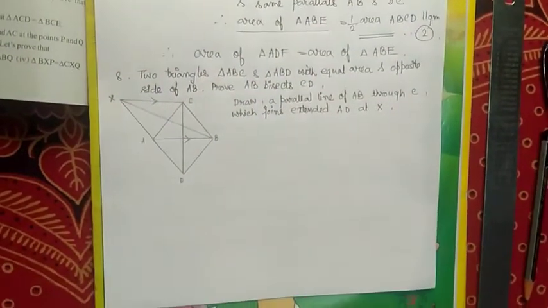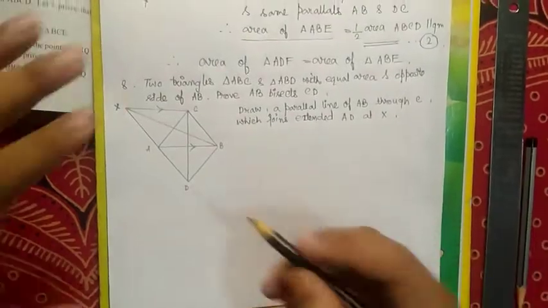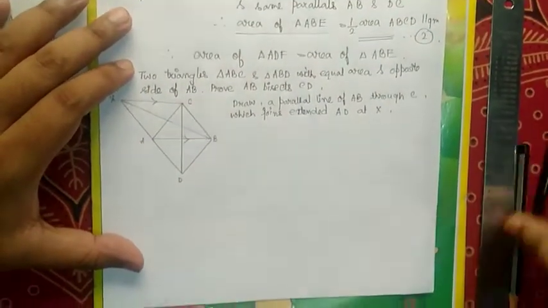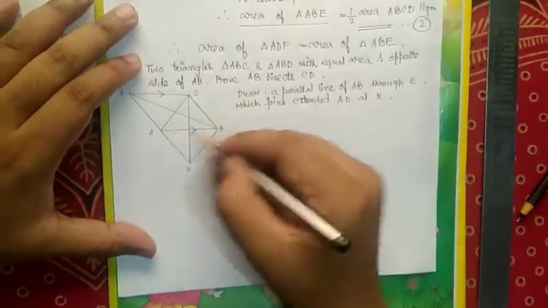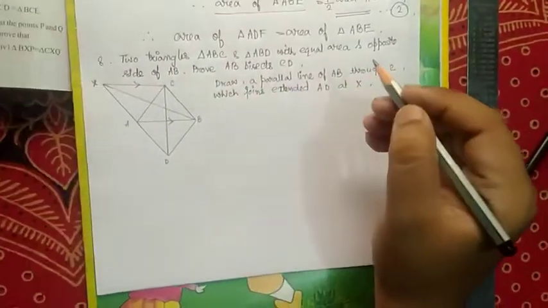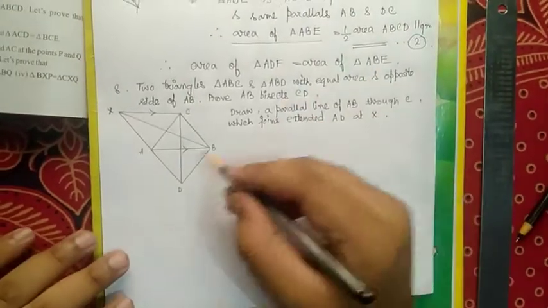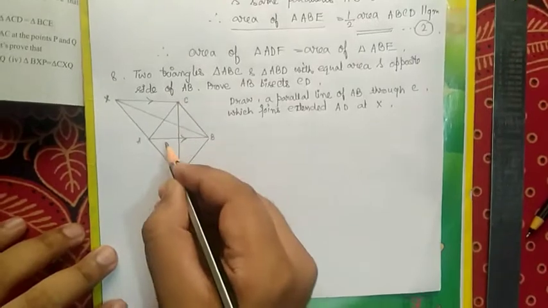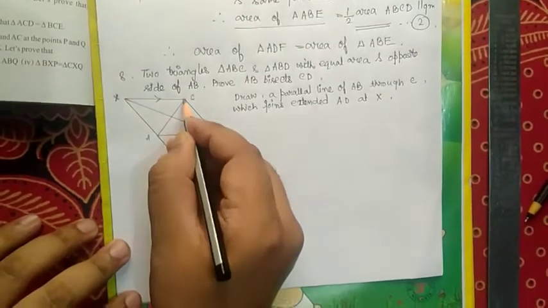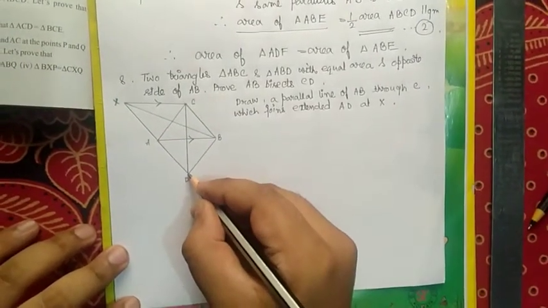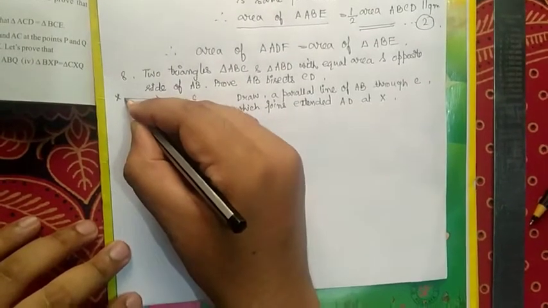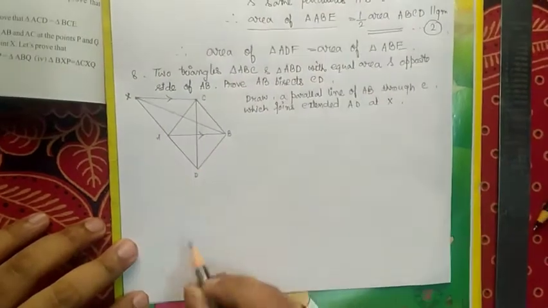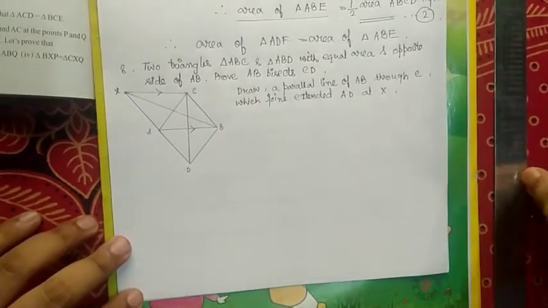This is the alternate diagram. So what we do? First of all, this is triangle ABC and this is triangle ABD. Both are equal in area and they are on opposite sides. We draw from C a parallel to AB, and we extend AD. At this point, we join this parallel at X.